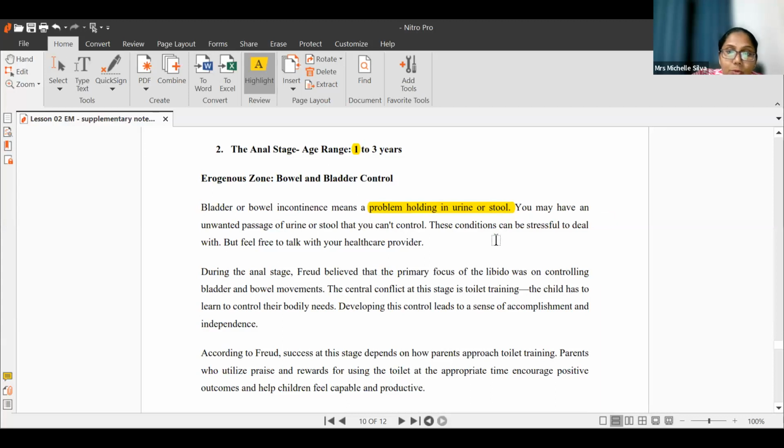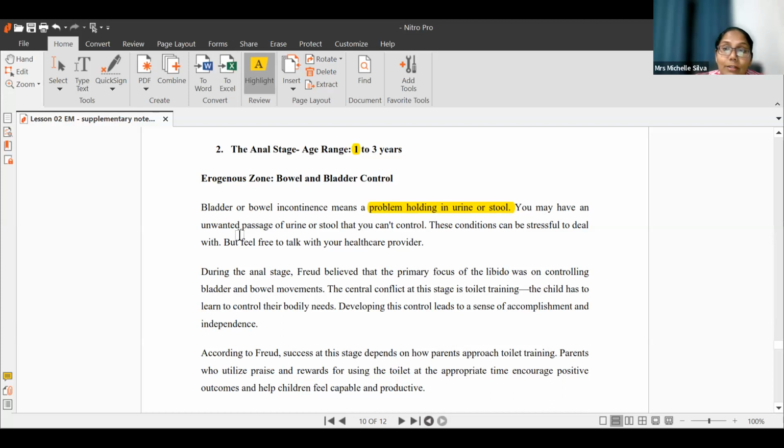You may have an unwanted passage of urine or stool that you cannot control. These conditions can be stressful to deal with. During that period, since children are taking solid foods after breastfeeding, there are unwanted passages of urine and stool that they can't control. Some books say the stool is also very solid during that period because they are having solid foods, so it's really hard for them to release stool.